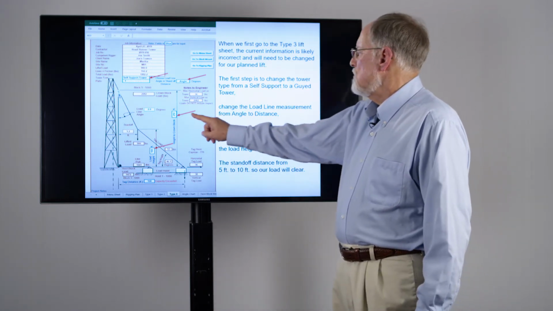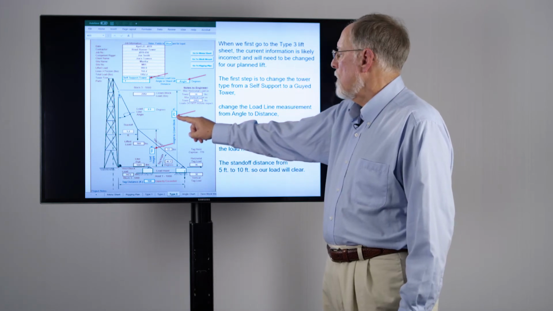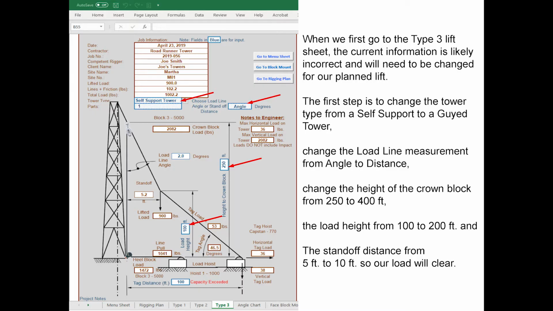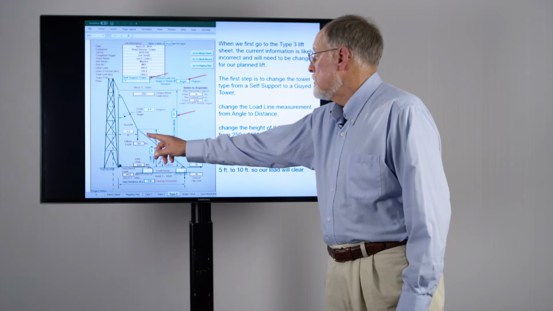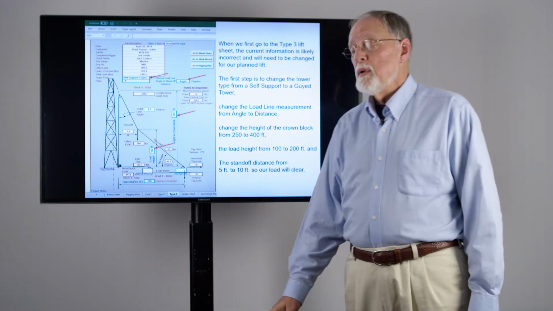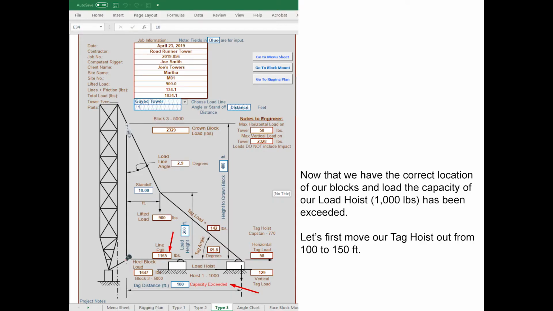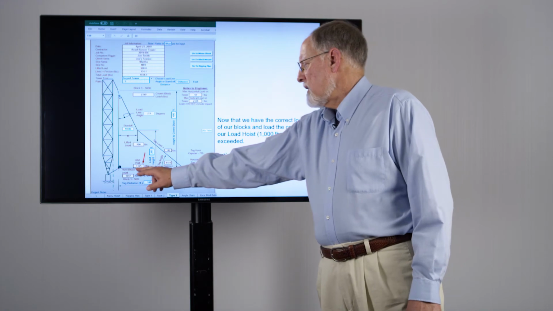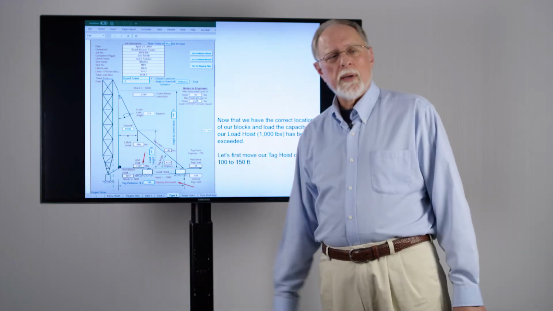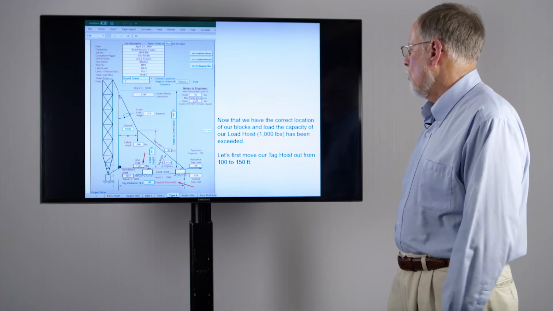We need to change the location of the crown block to 400 feet, and our load needs to be at 200 feet. Also, the standoff distance, once we change, is going to need to be 10 feet. So we've now changed to the correct location of our blocks. However, we only had 1,000 pound capacity for our hoist. Our hoist is at 1,165 pounds, so we've exceeded the capacity of the hoist.